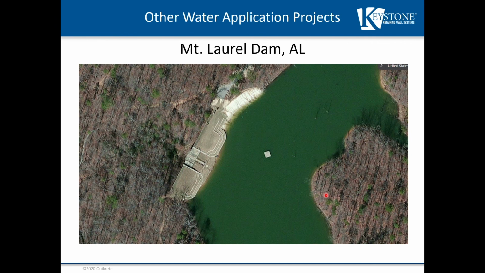Sort of a unique water application, one done in the 90s, was this Mount Laurel Dam in Alabama, to create a reservoir, a man-made recreational lake. You can see here from Google Earth, you can go and check it out. You can see the dam portion of the wall here with the backside of soil, earth, and dam, and then the water holding it up.